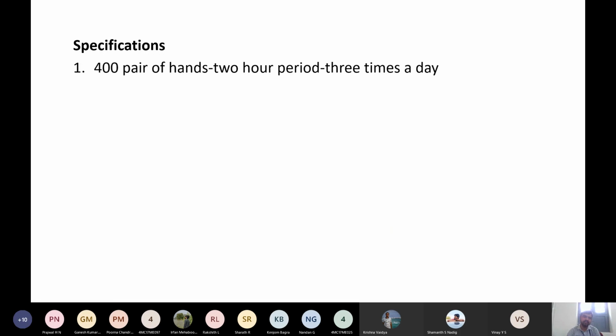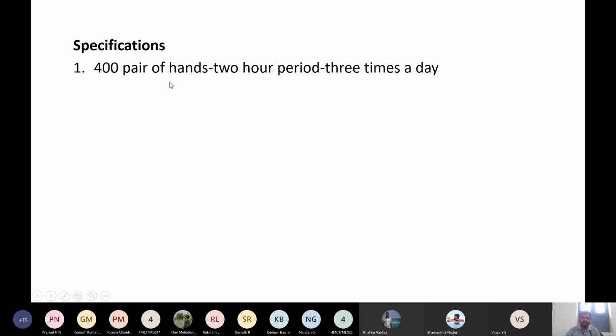So this specification, how many in a college hostel? There are 400 pairs of hands, a 2-hour period, 3 times a day. That means for breakfast and lunch there will be timings. Timings may be 7 to 9 for breakfast, then 12 to 2 for lunch, then 7 to 9 for dinner, like that. There is a time period during which students will come into the hostel dining hall. At that time they are going to use this hand dryer. You should know the number of users. That is one specification.